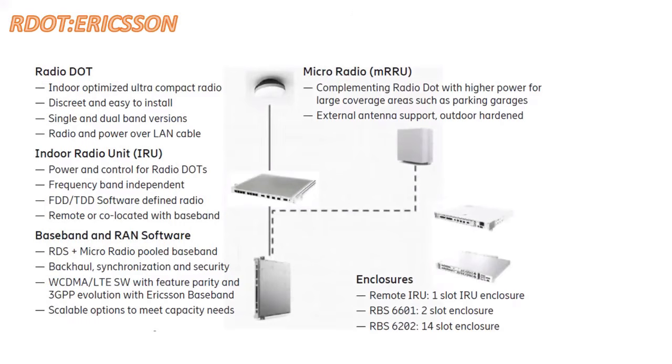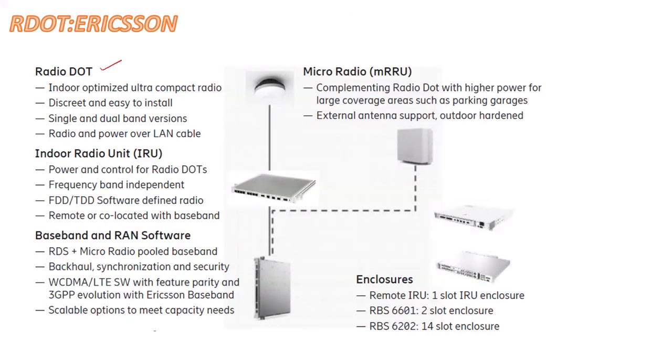Again, as I said, it consists of three parts. First one is R dot. R dot is an indoor optimized ultra compact radio, and it is discreet and easy to install. It has single and dual band versions as well, it can be used for single carrier and for neutral host as well, and it can be powered over LAN cable.